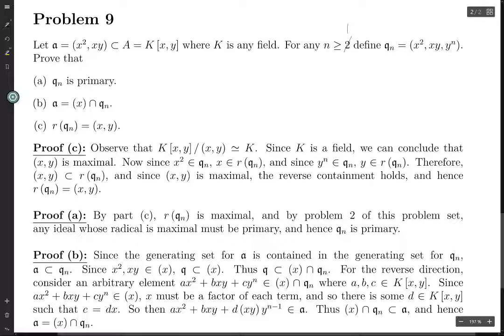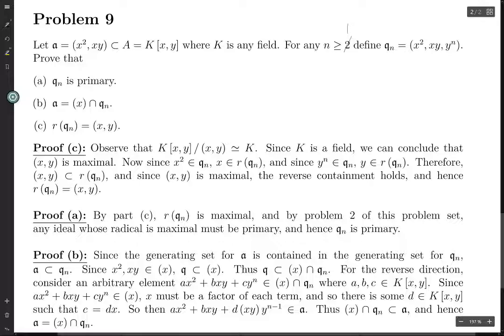So x and y are both contained in the radical of Qn, so the ideal generated by these two elements is contained in the radical of Qn. Since this ideal generated by x and y is maximal, the fact that it is contained in R of Qn means that R of Qn must be contained in this ideal, since it's maximal.